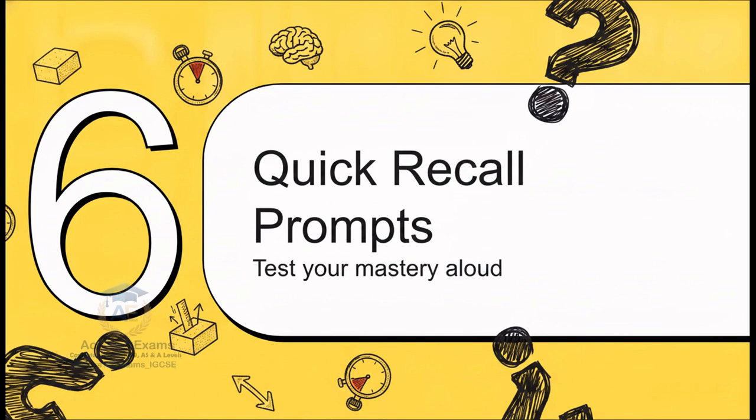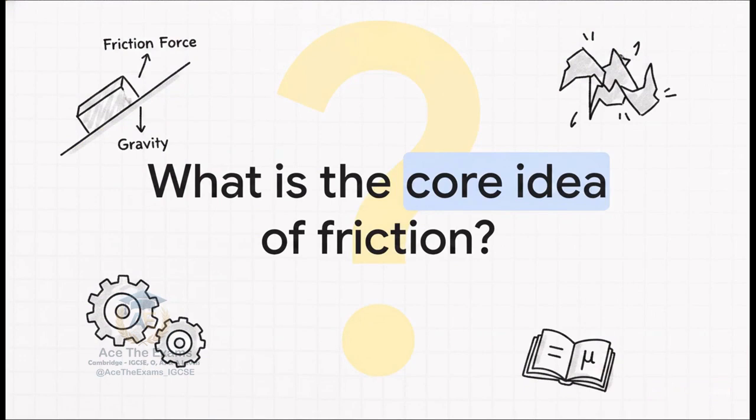Section 6. Quick recall prompts. Test your mastery aloud. We're moving into our final system recap. I'm going to give you 3 rules and 4 specific prompts to ensure this topic is completely secure, especially for those tricky, rapid-fire short answer questions. Rule 1, command word decoding. Always know what the question is asking. Rule 2, PEEL framework application. Rule 3, time management matrix. Now, apply those to prompt number 1.